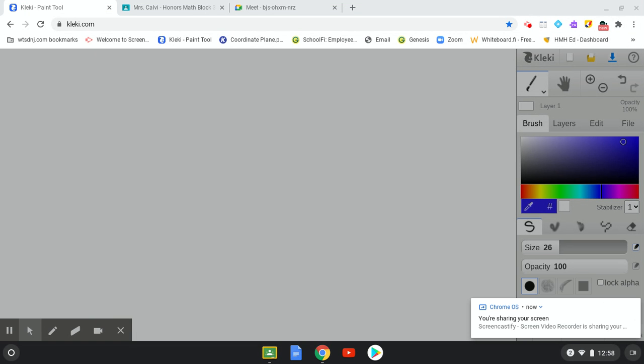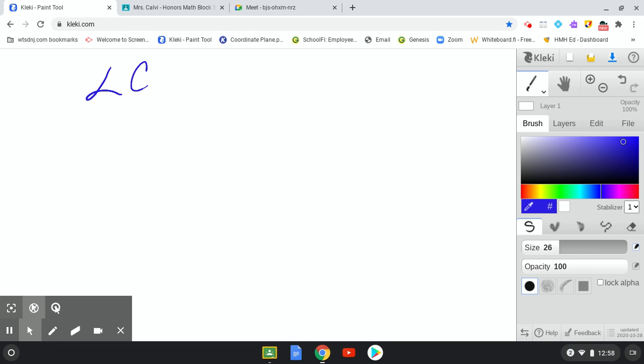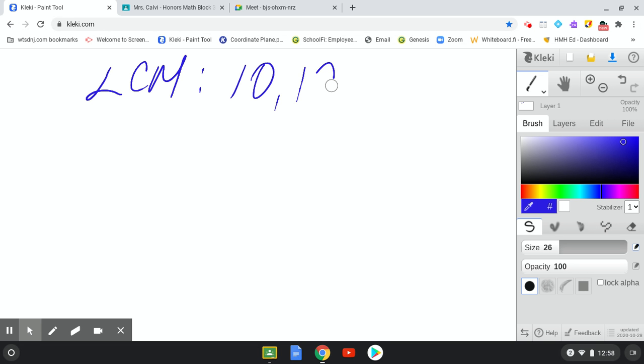Quick review on finding our least common multiple, or better known as our LCM. So I want to find the LCM of 10, 12, and 15. All right, the first thing I'm going to do is there are two methods. We can list them out by just the multiples. So that's one method we can do.